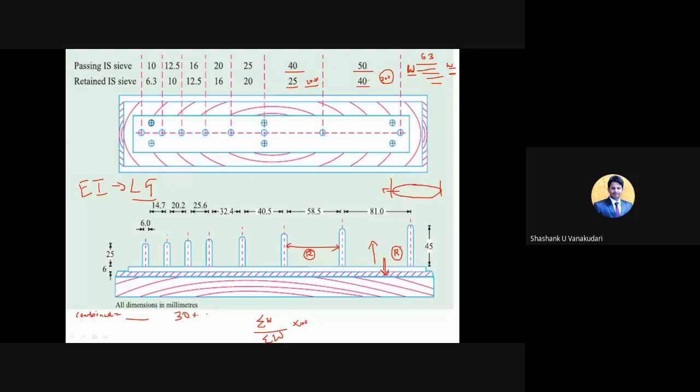So after the results, what you need to do is check the combined index property of the coarse aggregate, and it should not be more than 30%. Combined index means the summation of the flakiness index and the elongation index. Clear? So it should not reach more than 30%.